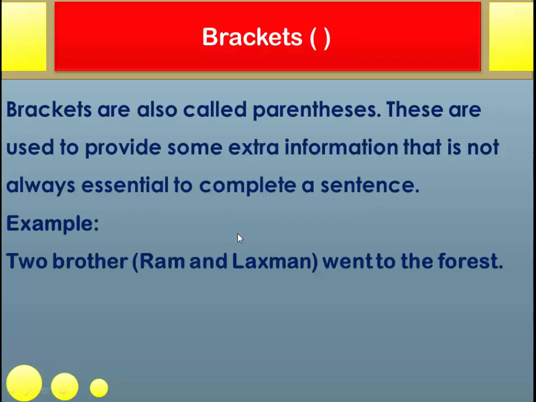Next is brackets. So brackets are also called parentheses. These are used to provide some extra information that is not always essential to complete a sentence. So non-essential words are put within the brackets. Two brothers, if you don't use this, Ram and Lakshman, then also the sentence will complete its meaning. Two brothers went to the forest. Complete, there is no problem. But we want to give some extra information about the sentence. So who are these two brothers? We have given here within the parentheses, Ram and Lakshman. So this is what we use brackets for.